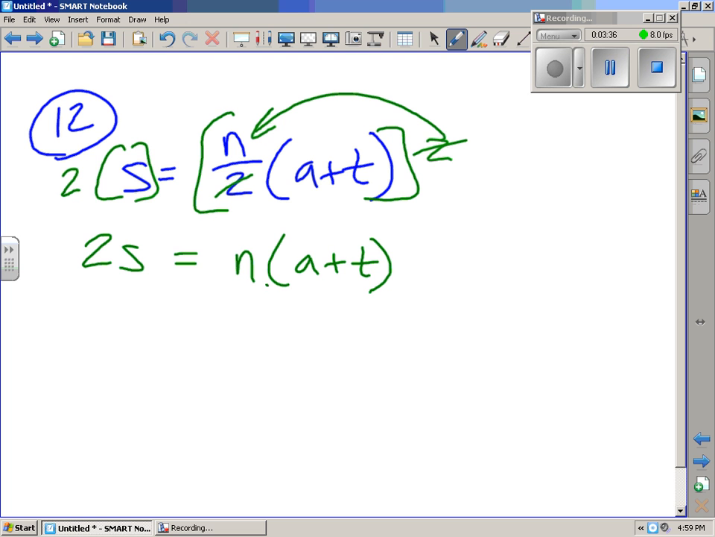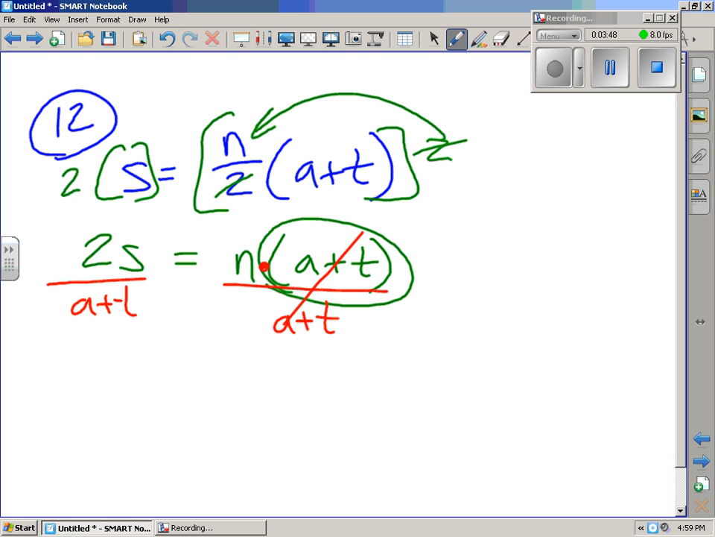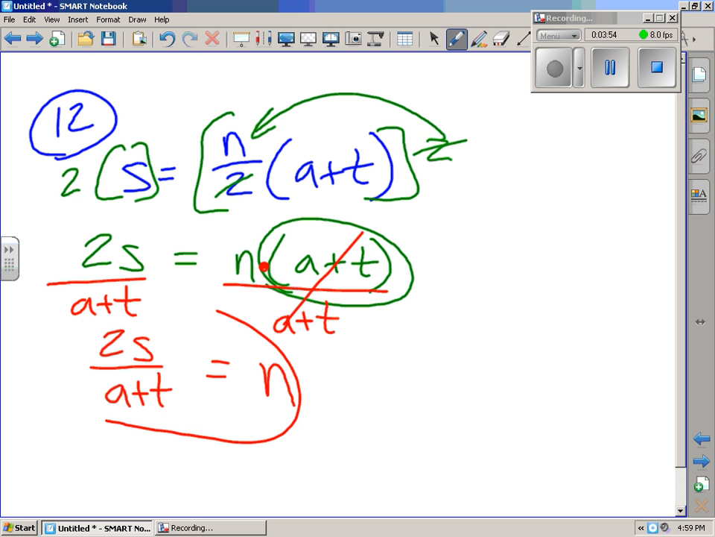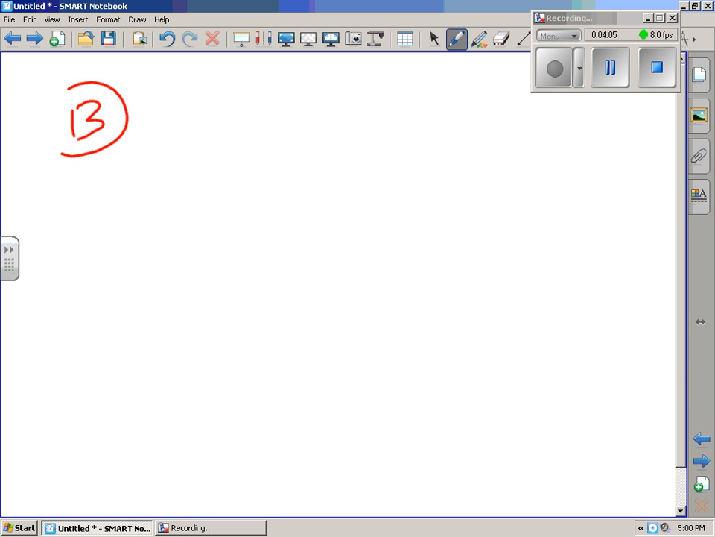Now, the only thing keeping the n from being alone is a plus t, and n is being multiplied by a plus t. So we use the inverse operation, and we divide by a plus t. So we get n is equal to 2s over a plus t. And then we look at the answer for number 12 and see if we need to do any more work. And here it says n equals 2s over a plus t, which is exactly what we have, so we can move on to number 13.